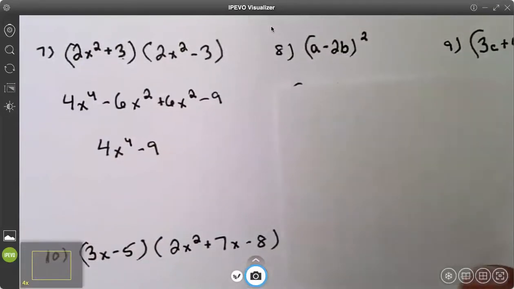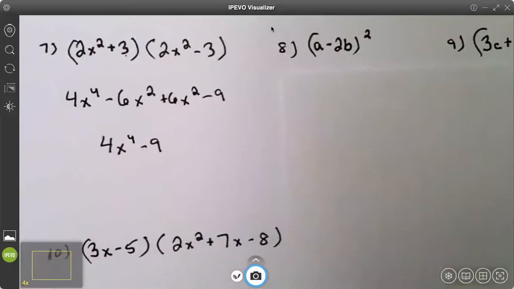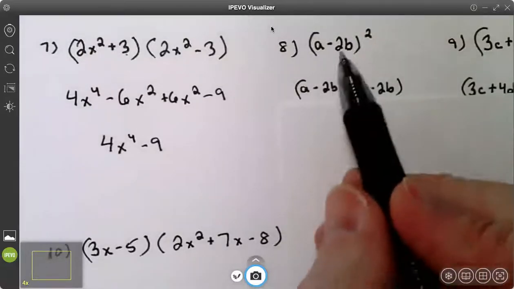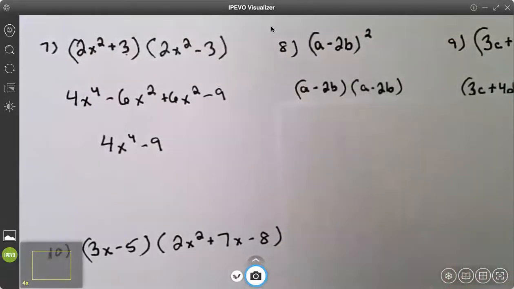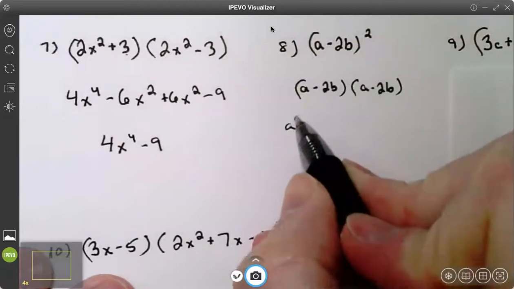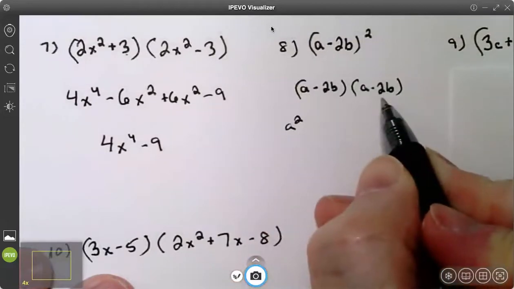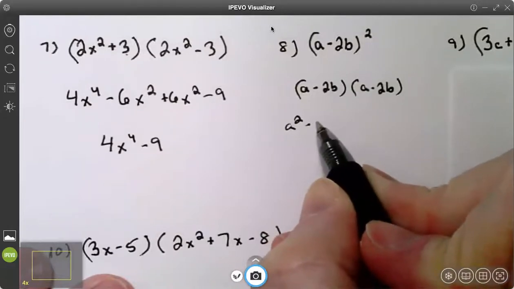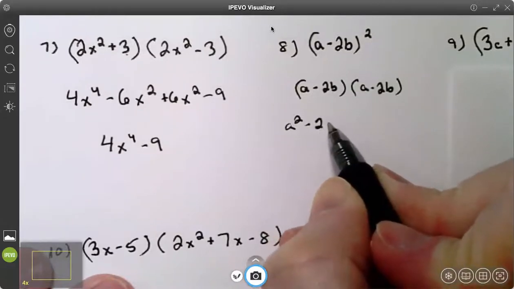Now, I meant to do this on number 8 and ask, what do you think we should do? There are special rules we can memorize for doing this, but I just do what a square is. A square means multiplying something together times itself 2 times. So I'm going to multiply it times itself 2 times. A times A is A squared. A times negative 2B is negative 2AB. I'm going to write alphabetical, A, B.